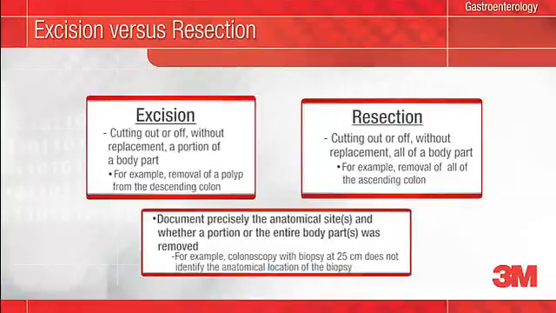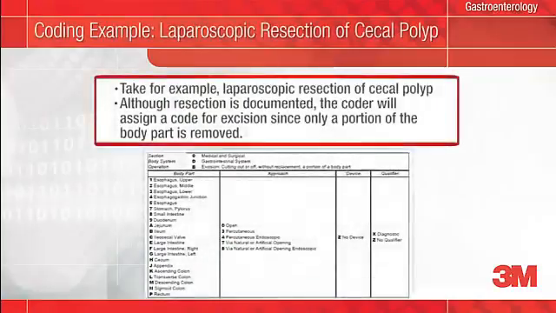You don't have to use the words excision and resection according to coding definitions. The coder will apply the definitions based on your documentation of what and how much was surgically removed. It is important to precisely document anatomical site for all procedures, not just excision and resection procedures. Take, for example, laparoscopic resection of a cecal polyp. Although the physician documented resection, the coder will assign a code for excision since only a portion of the body part is removed.